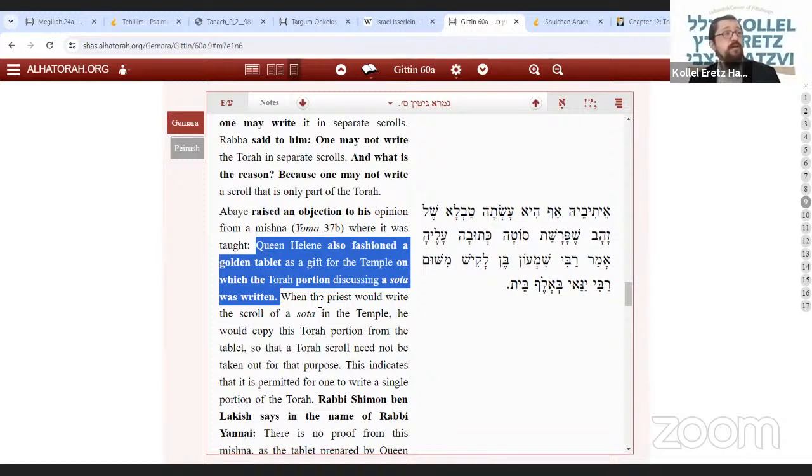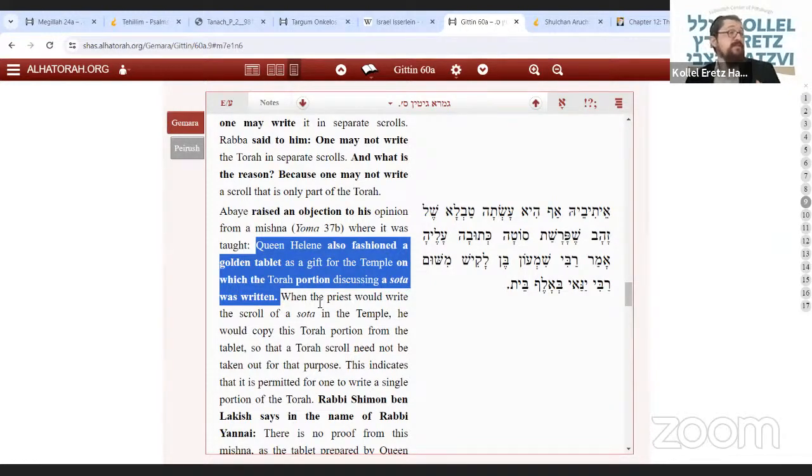So the Kohen, when he would write down the parsha of the Sota, the words of the Sota, he would copy it from a golden tablet in the Beis Hamikdash. He wouldn't do it from memory. He wouldn't copy from a Sefer Torah. He would copy it from a golden tablet.